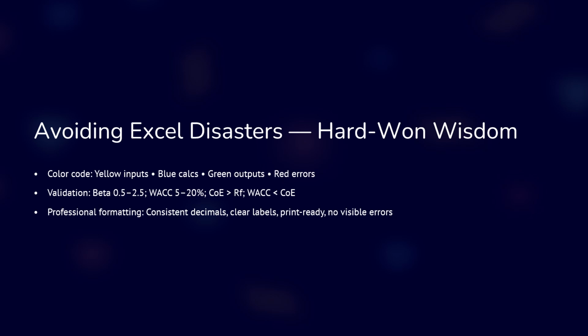Now I want to share some battle-tested wisdom for avoiding some Excel disasters that have haunted students and even professionals. First, color coding discipline. The template uses color coding for a reason. Yellow cells are the only places you should type numbers. Blue cells contain formulas. Don't overwrite them. I've seen students accidentally delete complex formulas and then panic when their model breaks.